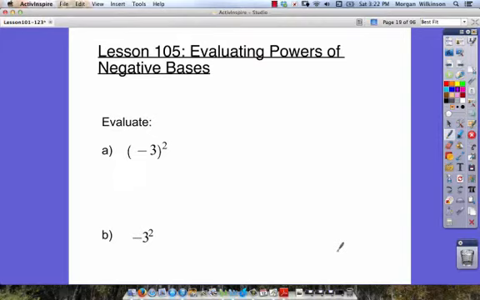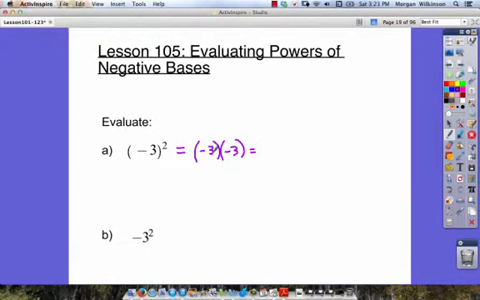Lesson number 105 is called Evaluating Powers of Negative Bases. And we know when we have a power, it's made up of a base, the number on bottom, the big number, and then our number up high, called a superscript, which is our exponent or our power. So in this problem, if we've got (-3)² that means we're going to have to multiply negative 3 times negative 3.